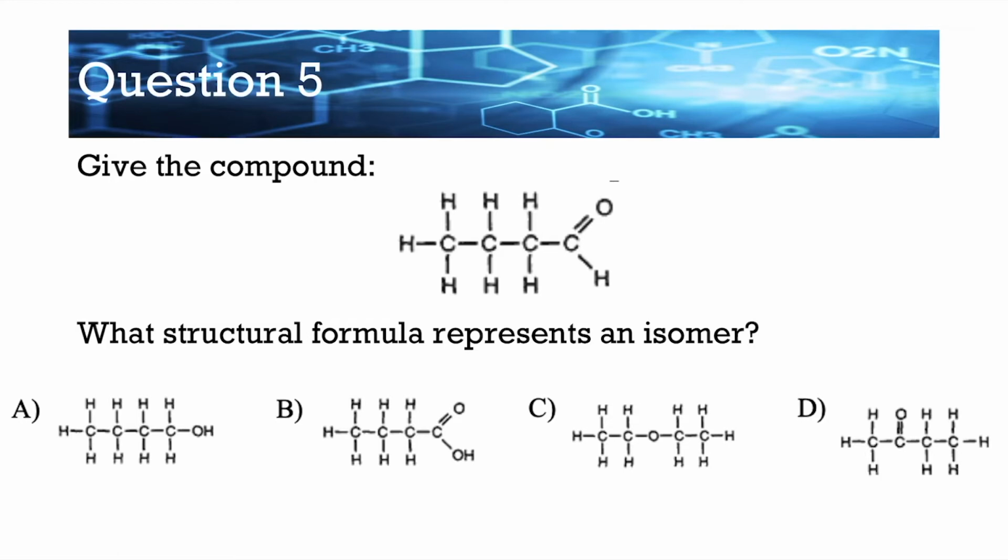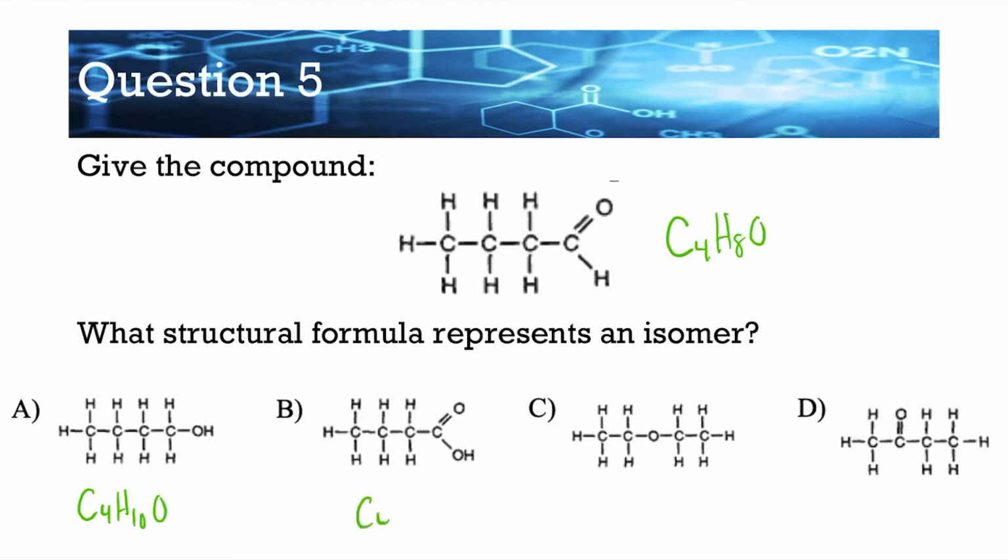Number 5, instead of a molecular formula, they gave you the structural formula. So, same routine. Count everything up, you get C4H8O. So your answer choice needs to have the same number of pieces. Choice A, the formula, if you count everything up, is C4H10O. Not right, you have too many H's.